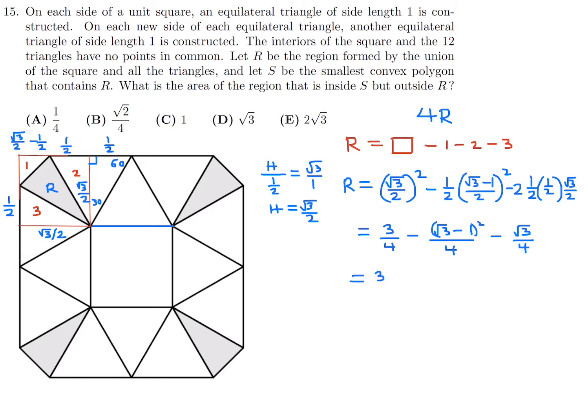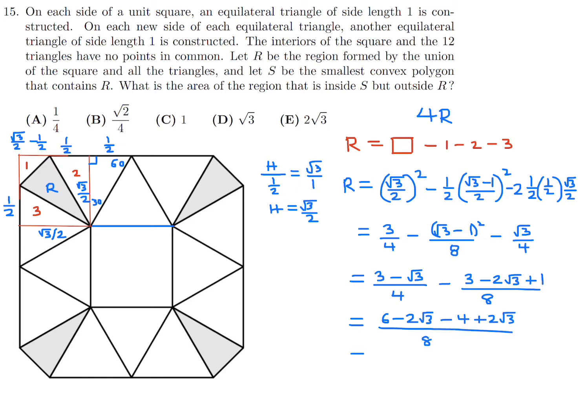This looks like 3 minus root 3 all over 4, and then I've got to do this expansion here. So 3 minus 2 root 3 plus 1 all over 8. Get a common denominator. This becomes 6 minus 2 root 3 minus 4 plus 2 root 3 all over 8. And looks like the root 3's cancel, so I'm just left with 2 over 8, which is 1 over 4.